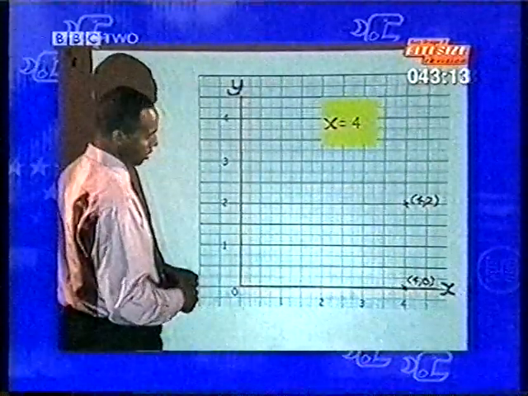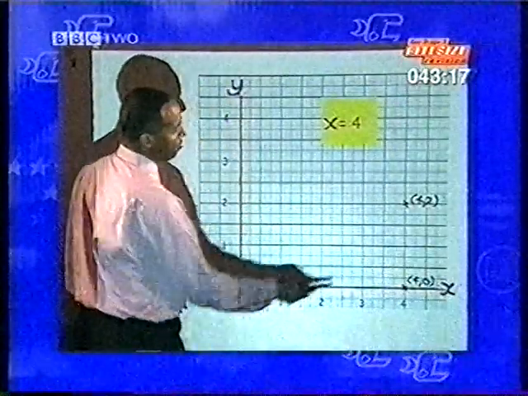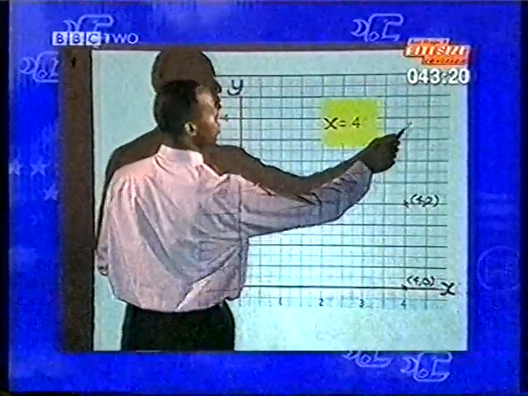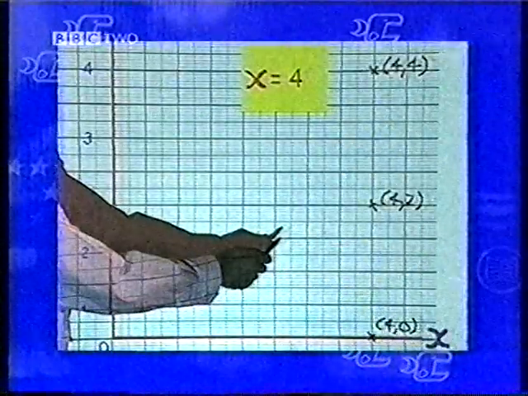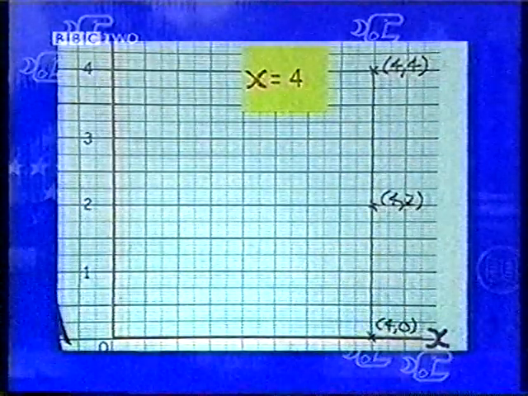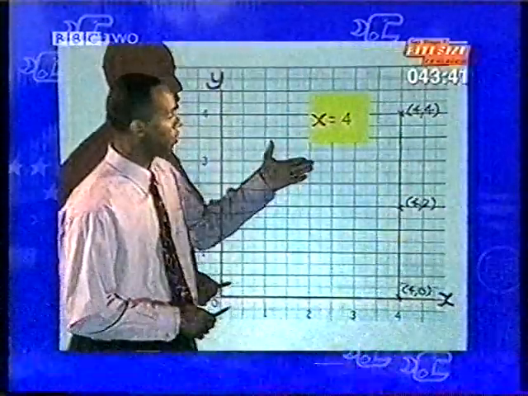And one more point. When y is 4, x is still 4. And that brings us to this point, which is here. And when we label that, x coordinate first, 4, comma, 4, close bracket. So let's draw the line. So this vertical line is the graph of the equation x equals 4.